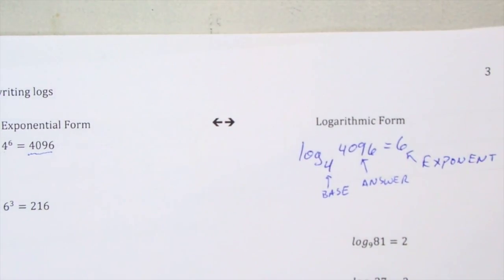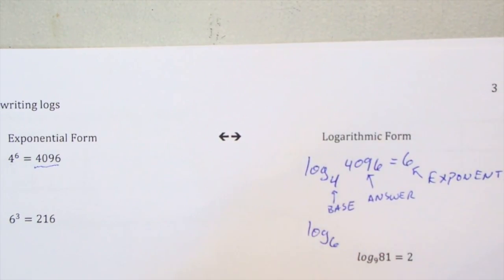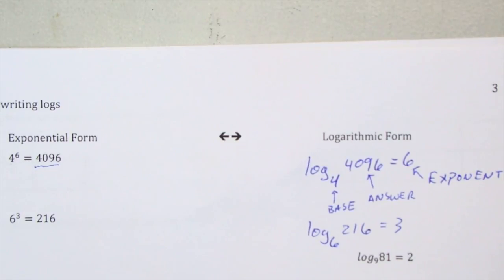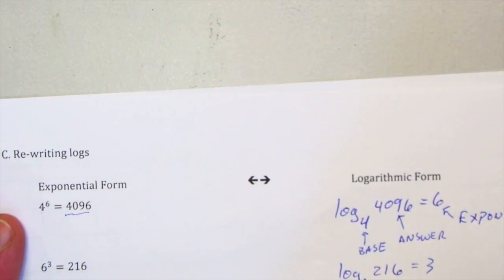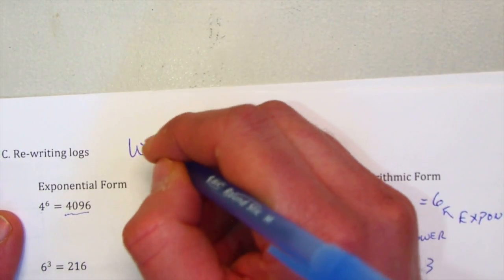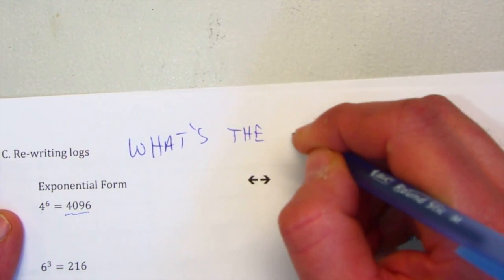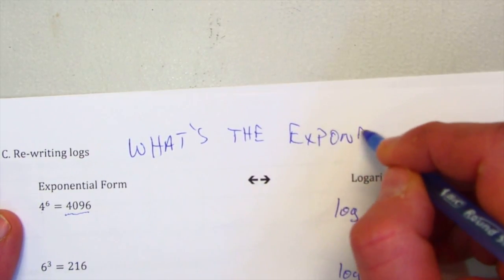Pause it a second, see if you can try the next one. Put it in log form. If I rewrite it, I should have log base 6 of 216 is going to be equal to 3. Okay? Guys, if I want to talk a little bit more about logs, if I'm looking at these numbers right here, really what a log does is it answers this question. The question is, what's the exponent? What's the exponent is the question it asks.